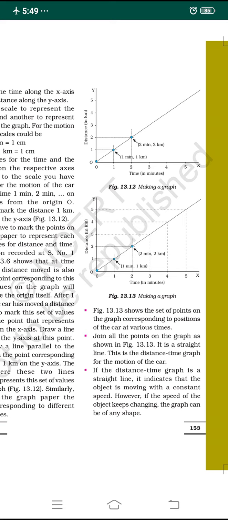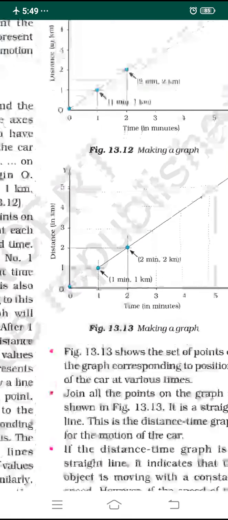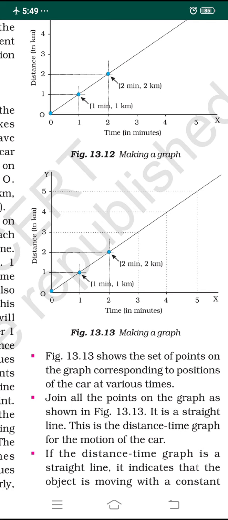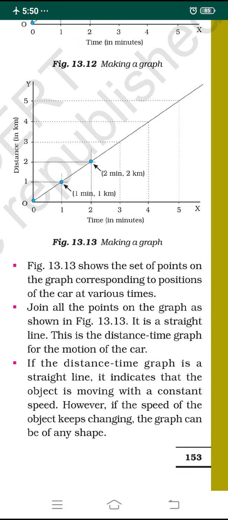That is shown. If the distance-time graph is a straight line, look at the diagram here, you can see the distance-time graph has become a straight line when you marked all those sets of values for distance traveled in a given minute of time. If it is a straight line, it indicates that the object is moving with a constant speed. Remember all of you, once again it is very, very important: if you get a straight line in the distance-time graph, then it indicates that the vehicle is moving with a constant speed.